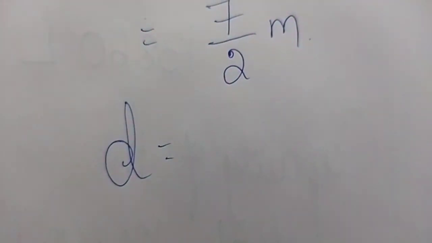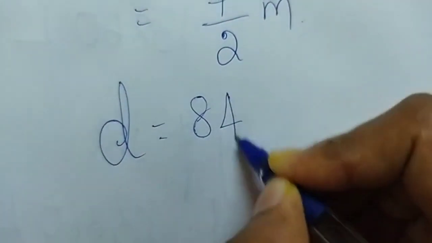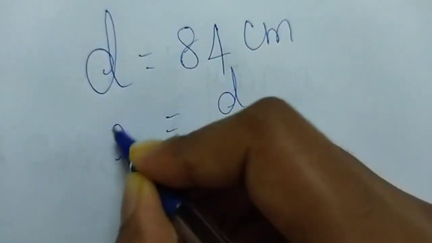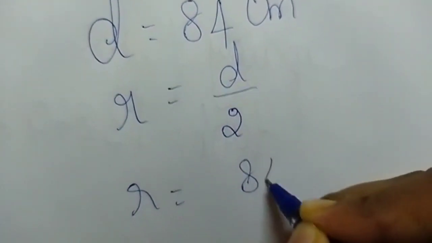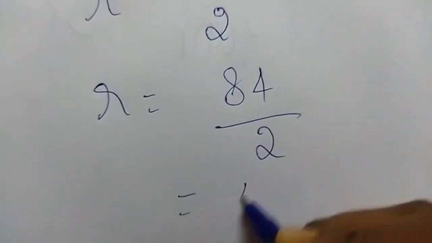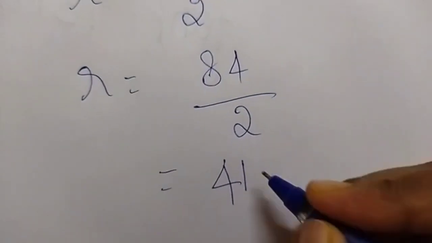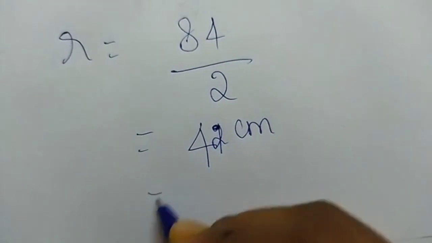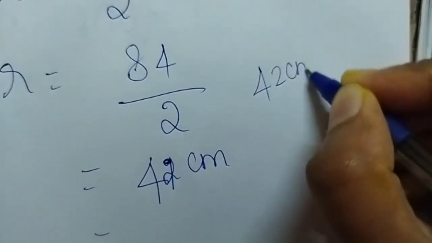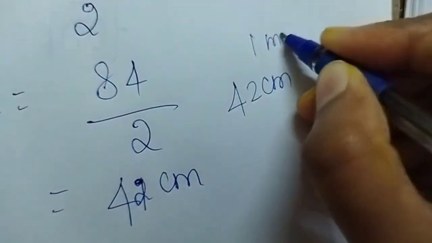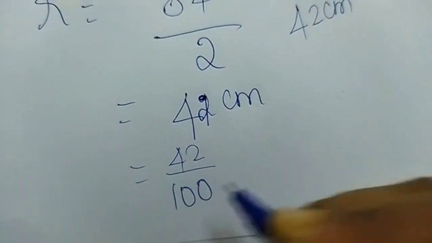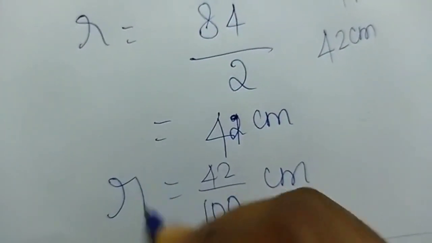And diameter is given as 84 centimeter. Radius is nothing but d by 2. So radius is equal to 84 divided by 2, which is nothing but 42 centimeter. So to convert 42 centimeter to meter, 1 meter is equal to 100 centimeter. So we can divide by 100. 42 divided by 100. Centimeter, now it becomes meter.